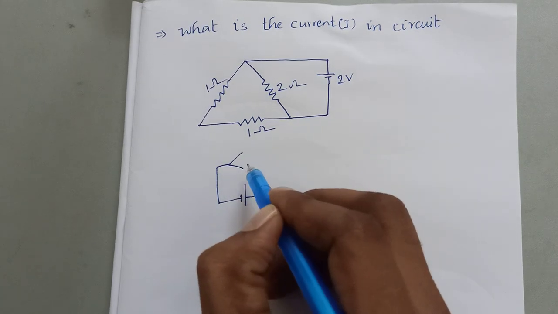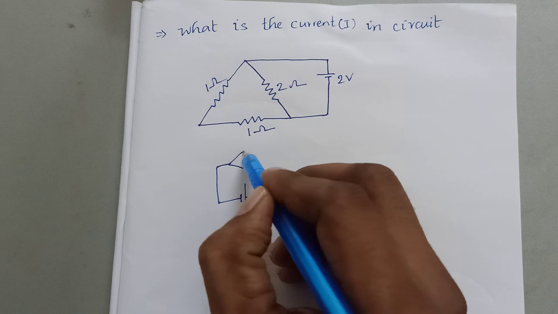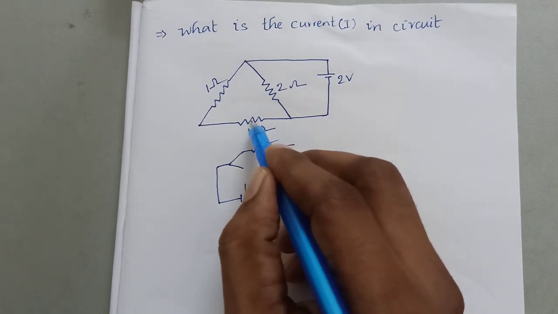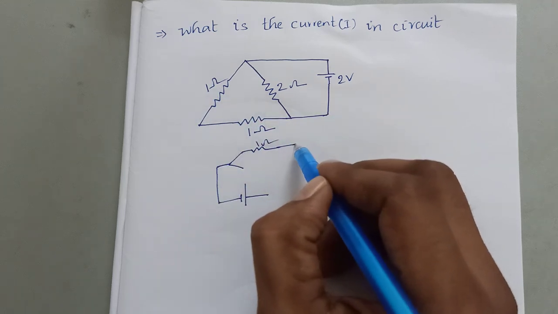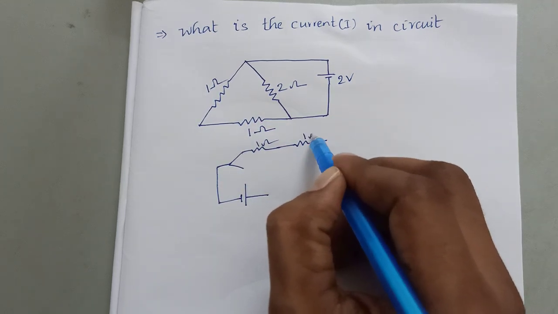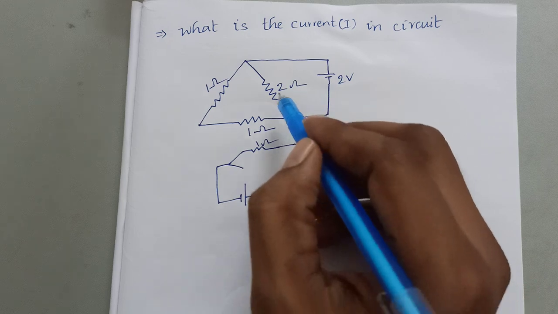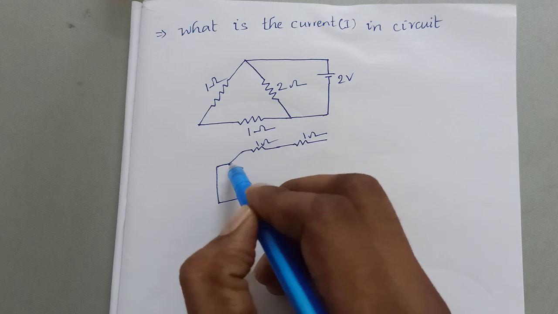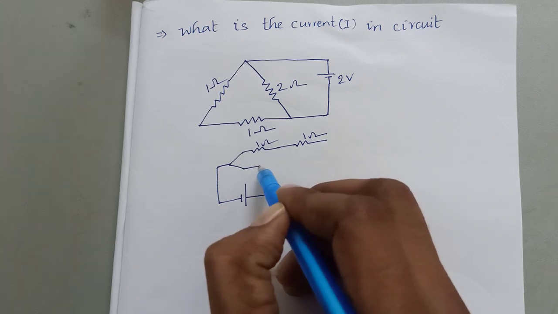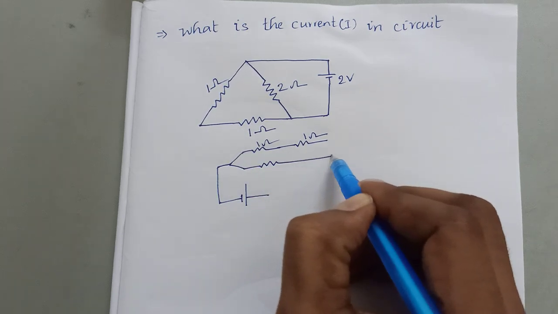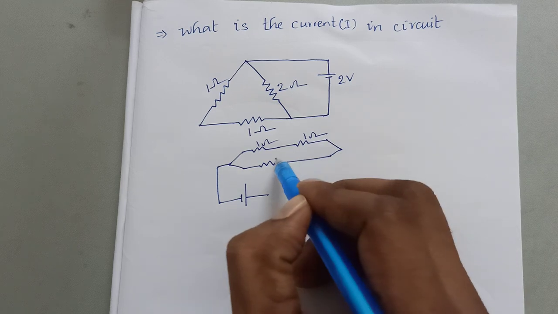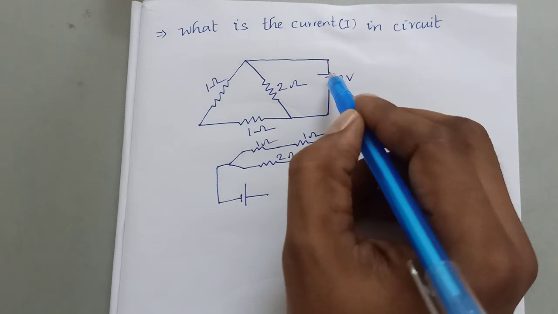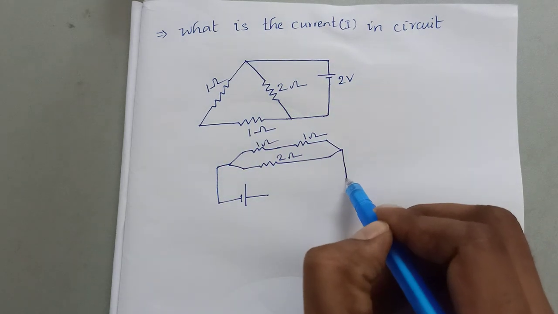One wire has a 1 ohm resistor. After that, this 1 ohm is in series with this one because it is the same wire. So that same 1 ohm is joined to the 2 ohms, which started from here. It means from here it is 2 ohm. Then from here it is connected to the positive terminal of the cell.